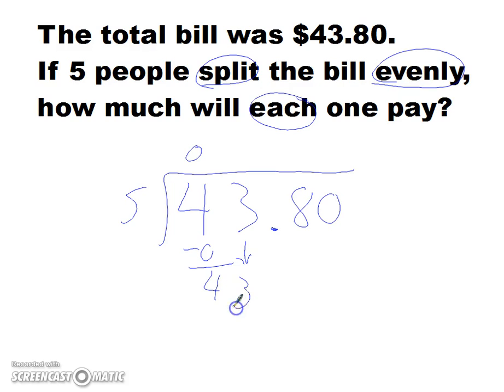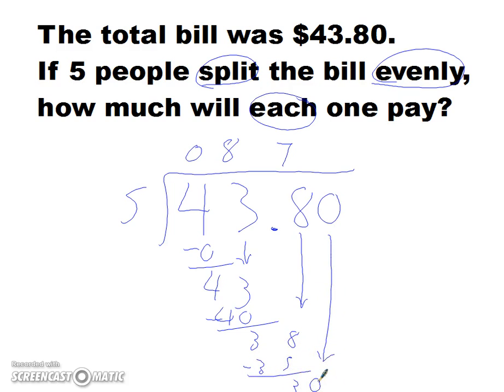5s in 43 would be 8. 8 times 5 is 40. Subtract, I got a 3. Bring down this 8. 5s in 38 would be 7, which is 35. Subtract, I got a 3. Bring down my 0. 5s in 30 is going to be a 6. And then my decimal point, because we didn't have to move it anywhere, is coming straight up. See if the answer makes sense. $8.76. That sounds reasonable for someone going out and eating.